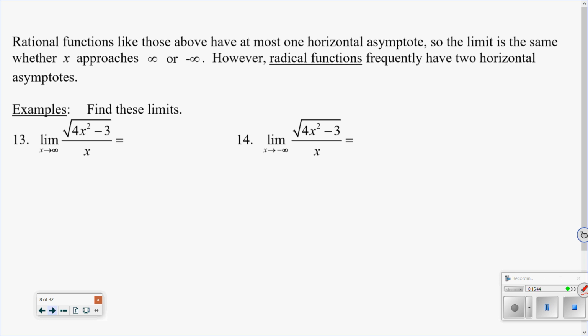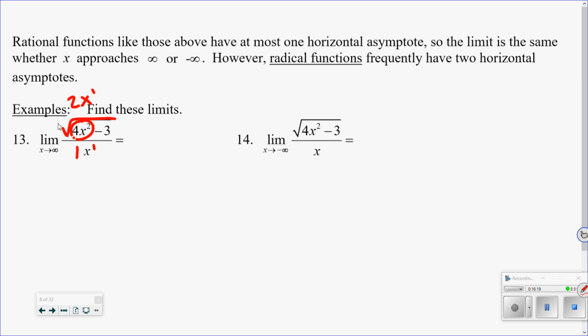It says, what's the limit as x approaches infinity of the square root of 4x squared minus 3 over x? First thing that's kind of tricky is when you go to compare these, I don't compare 4x squared to x, because it's the square root of 4x squared to x. So I have to figure out what my highest degree would be, but to do that I have to take the square root of 4x squared. So the square root of 4x squared is 2x. Okay, now compare the top and the bottom. I've got 2x to x. They're both degree 1.